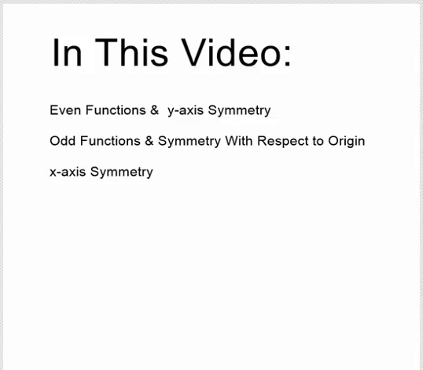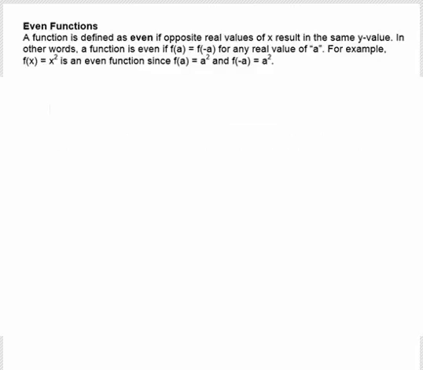In this video, we're going to look at even functions and y-axis symmetry, odd functions and symmetry with respect to the origin, and also x-axis symmetry. We'll start by looking at what are called even functions. A function is defined as even if opposite real values of x result in the same y value. In other words, we could say f of a equals f of negative a for any real value of a.